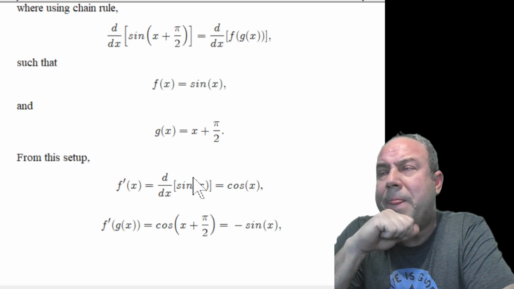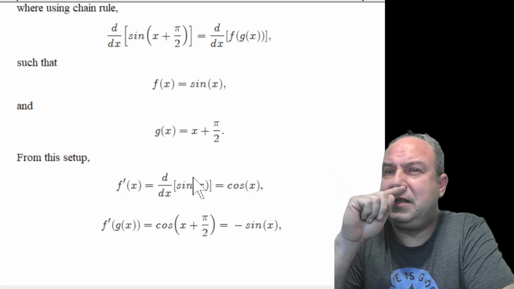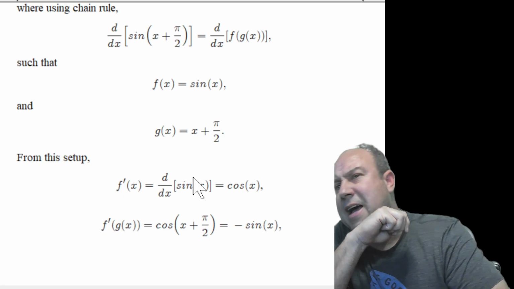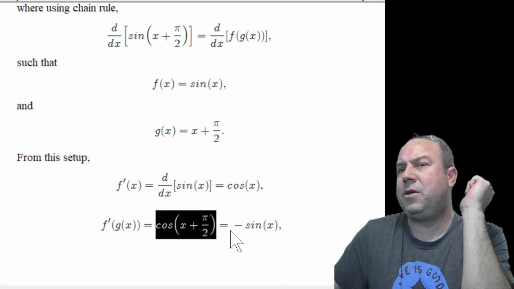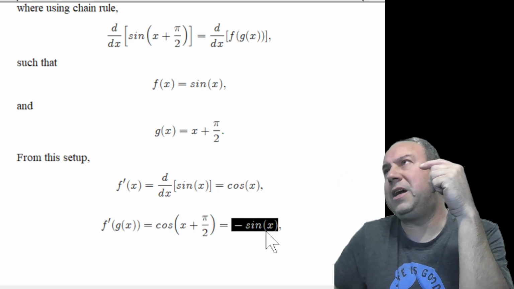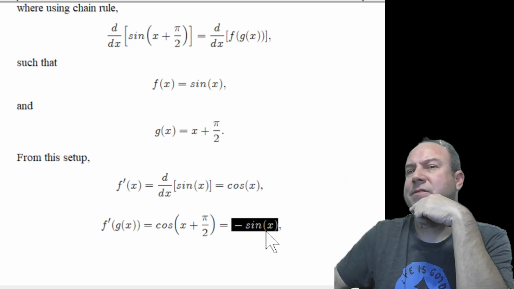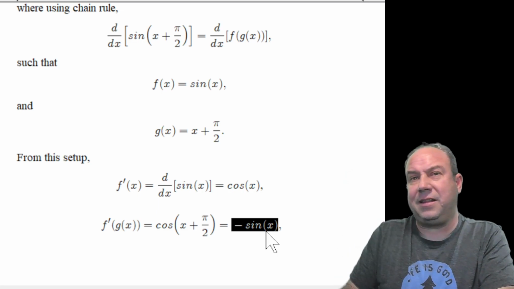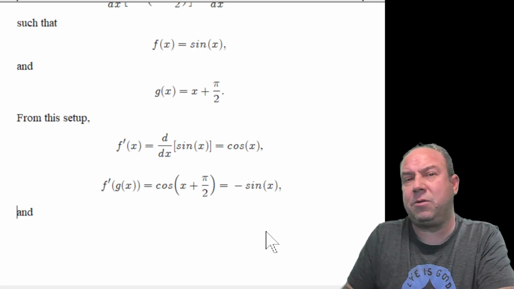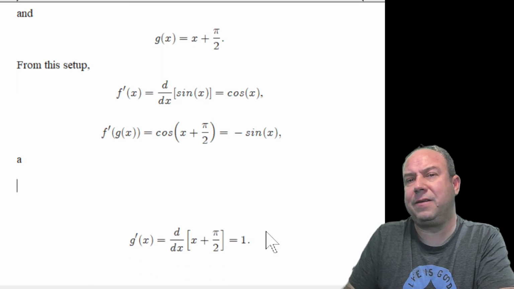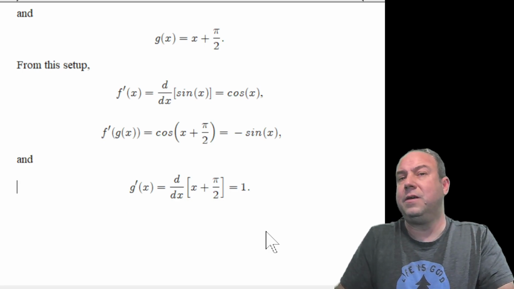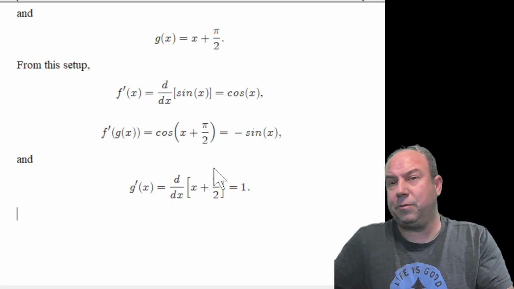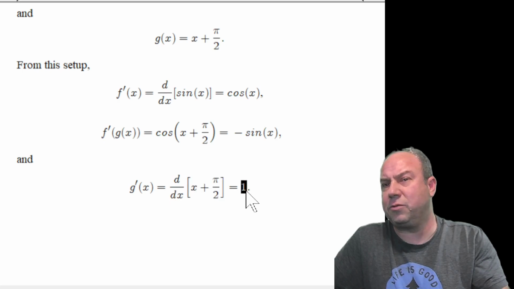As we had said, if we shift right pi over 2, we would get the sine x. But if we shift left pi over 2 for the cosine, we will become the opposite of the sine function, negative sine x. And then lastly, g prime of x would just be equal to the value of 1. For that linear form, x plus pi over 2, its derivative will just result in 1.